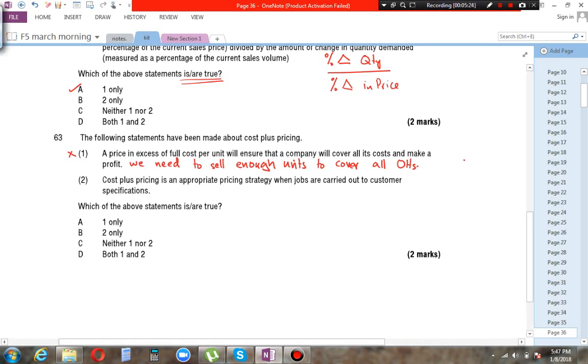Then the second statement says cost plus pricing is an appropriate pricing strategy when jobs are carried out to customer specification. Yes, because when there is no competition and the customer has requested a product to be made specifically for the customer, then obviously that cost has to be charged to the customer, and then we'll have a profit on top of that, also a markup on top of the cost. So this statement is true, and the right answer is B.